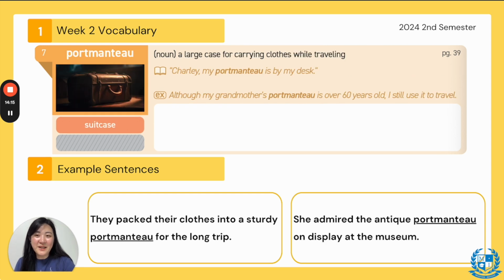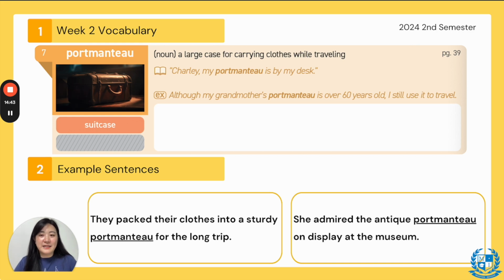Number 7, our word is portmanteau. It is a suitcase, and it is a noun because it is a thing. And it's a large case for carrying clothes while traveling. It says, Charlie, my portmanteau is on my desk. So, a big suitcase. It's what they called it a long time ago. We don't call it that anymore. We just say a suitcase or bag, right?